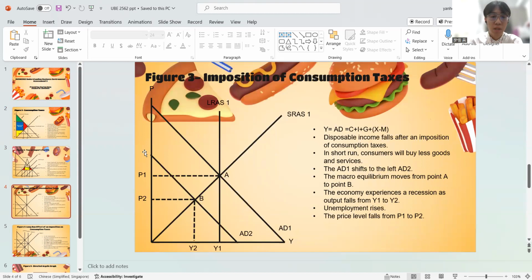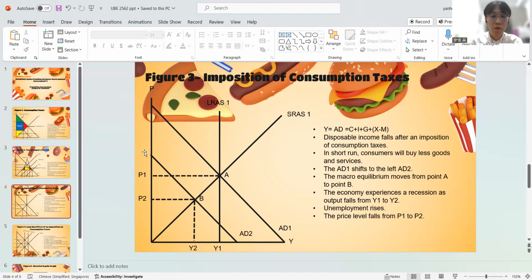Question 3 takes us to the macroeconomic level. We introduce an AD and AS model to assess the impact of consumption taxes on the economy. After an imposition of consumption taxes, disposable income falls. Hence, consumers will consume fewer goods and services in the short run. It leads to a leftward shift of the AD curve.